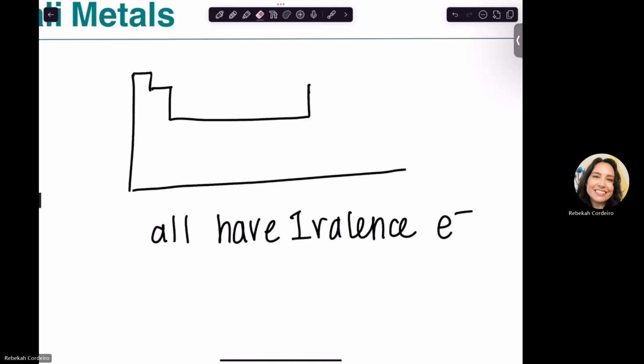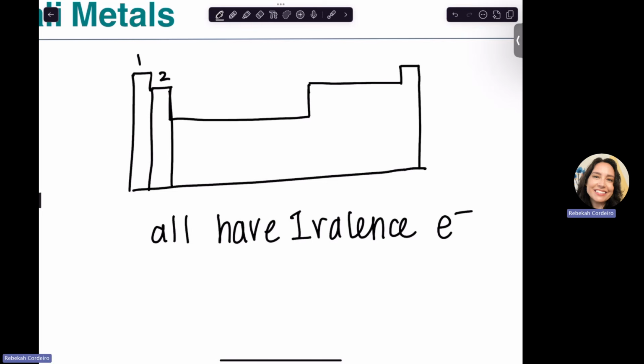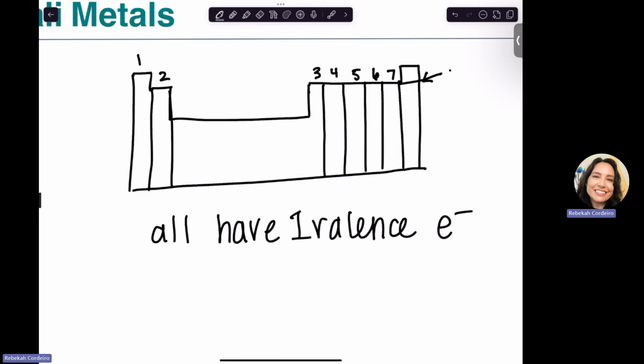So, valence electrons across the periodic table are going to be 1 for this column, 2 for this column, skip the valley, 3, 4, 5, 6, 7, and then 8, except for helium, because helium can only have 2. So these are going to be our valence electrons.